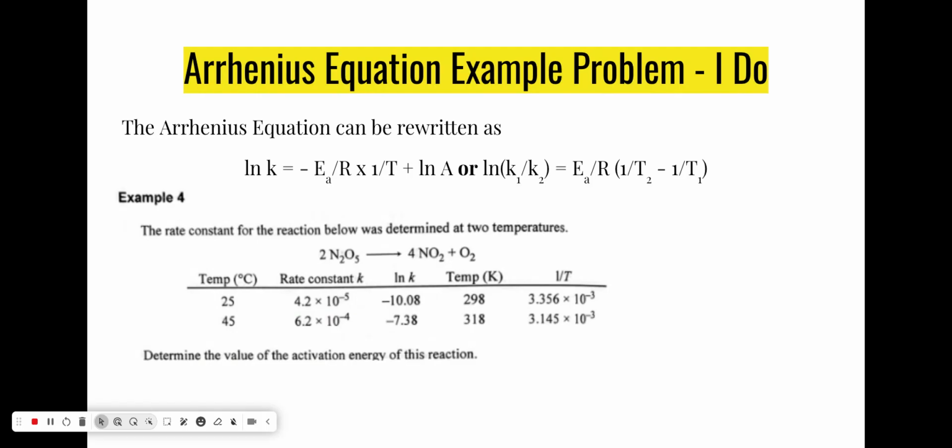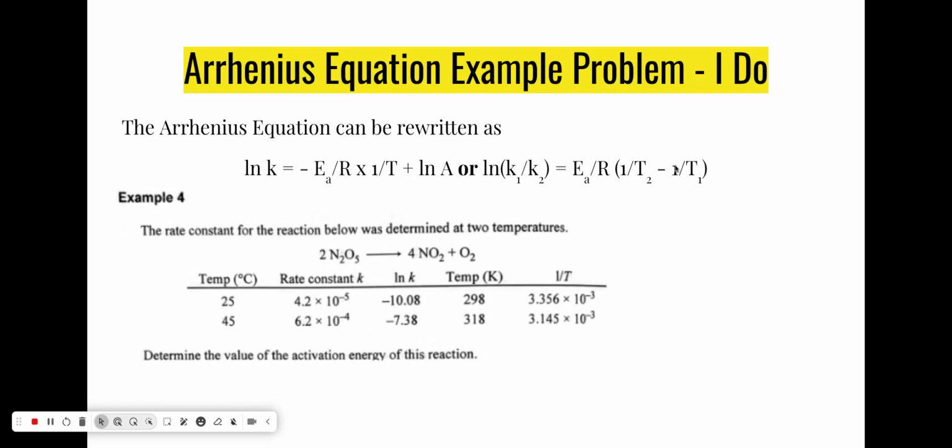to reaffirm what exactly we can use the Arrhenius equation for. So you'll notice here, guys, that I have the Arrhenius equation rewritten in two different manners. One where they include the natural logs. I personally opt to use the second equation, where it says the natural log of K1 divided by K2 is equal to the energy of activation divided by the gas law constant times 1 over the temperature T2 minus 1 over the temperature T1.